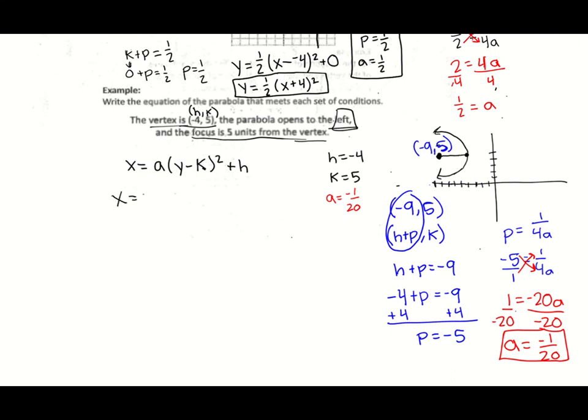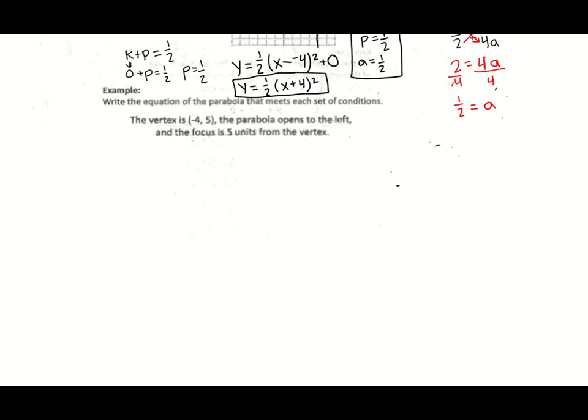My equation is x equals -1 over 20 times y minus 5 plus -4. And remember, this right here is the same thing as minus 4. Plus a negative 4 or minus 4, both of these equations are the same, and you can write it either way.